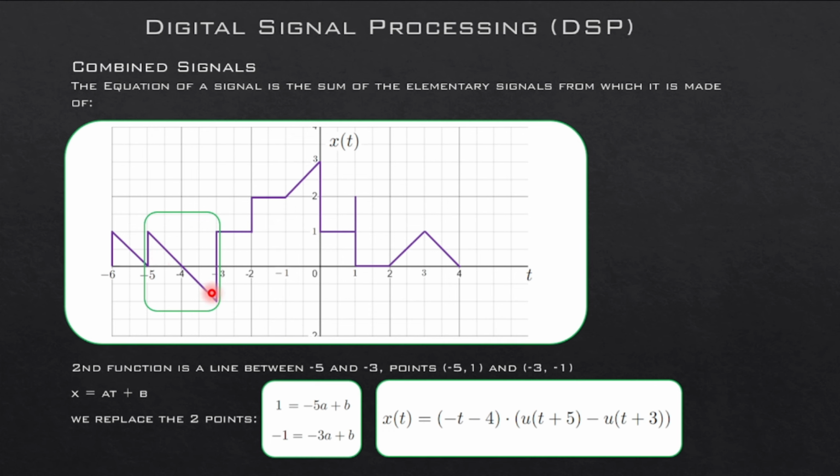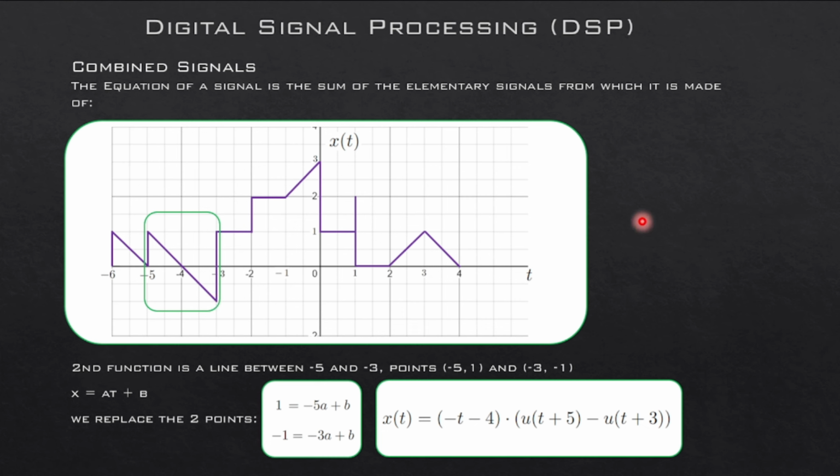What are the 2 points that connect this line? These are, the first point, -5, 1, correct, x, t: -5, 1, and the second one is -3, -1, correct? So we replace the 2 points in x = at + b, and you get a and b. We solve the equation and we get -t - 4 times the port function. Okay, this is how you get this line equation.